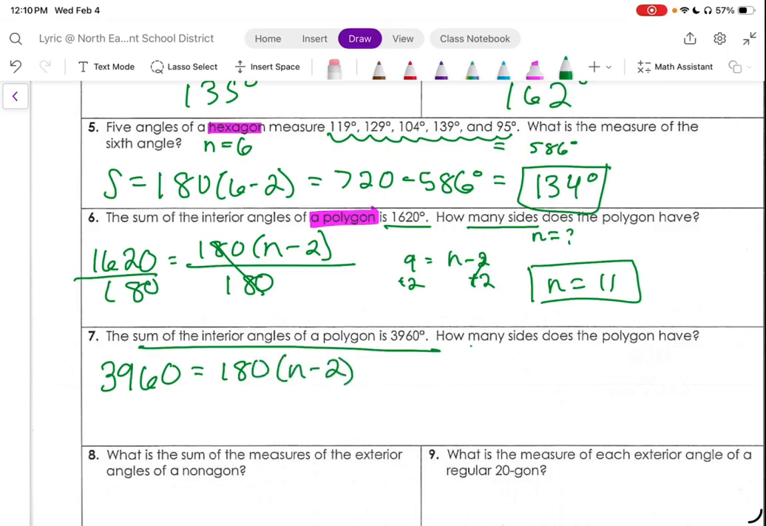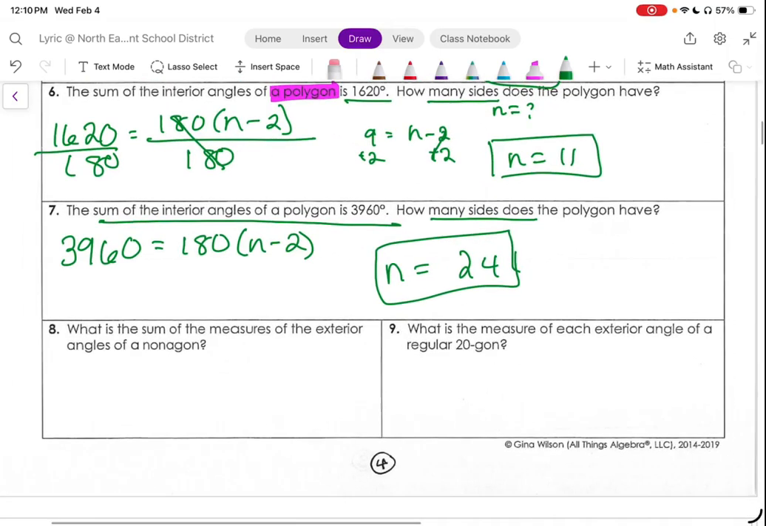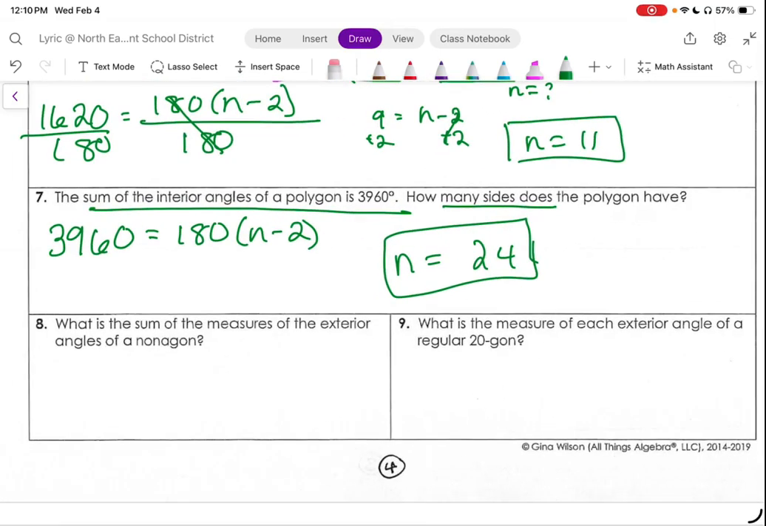We're looking for how many sides it has. Same thing, solving for n, you should get 24. Now, some of you might be wondering, why are you skipping steps? Because I already told you to do this on your own, and now I'm telling you to check your work. So you should already have everything written out.